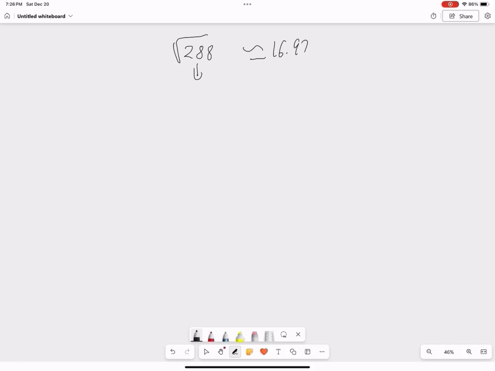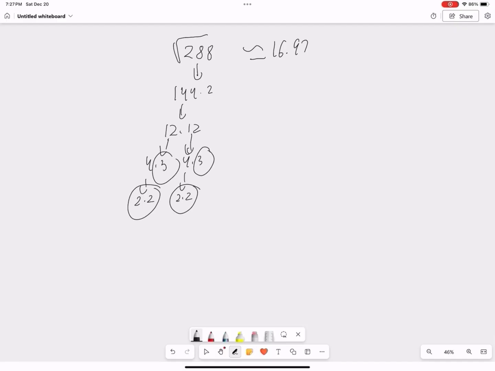288 divided by 2 is 144, so it's 144 times 2. This is 12 times 12. 12 times 12 is 4 times 3 and 4 times 3. Each 4 is 2 times 2. I circle my pairs: 3, 3. So this becomes 2 cubed times 3 squared.